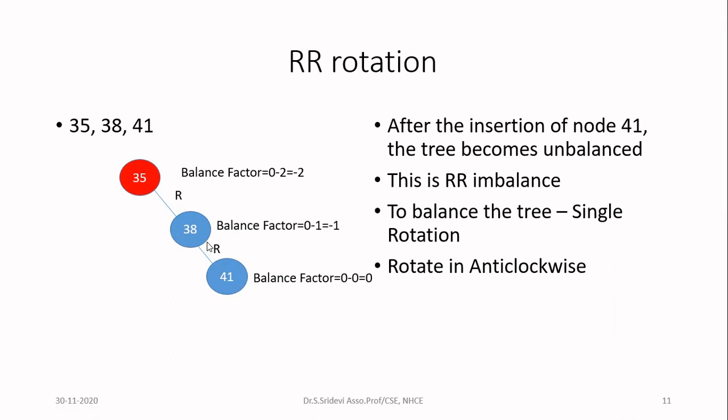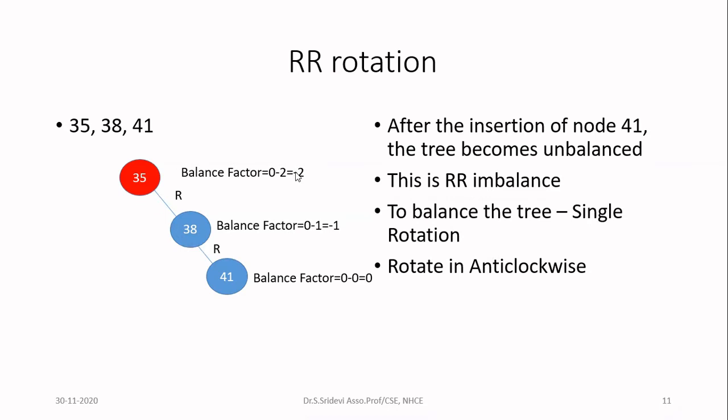Now after the insertion is over, calculate the balance factor of all the nodes again. The balance factor of a leaf node is 0. For 38, the balance factor is the height of the left subtree minus the height of the right. 38 is not having any left subtree, so the height is 0. In the right subtree, there is one link present, so the height is 1. So 0 minus 1 is minus 1. If you consider 35, in the left subtree, nothing is there, so the height of the left subtree is 0. In the right subtree, the height of the longest path is this one. It is having two links, so the height is 2. So 0 minus 2 is now minus 2.